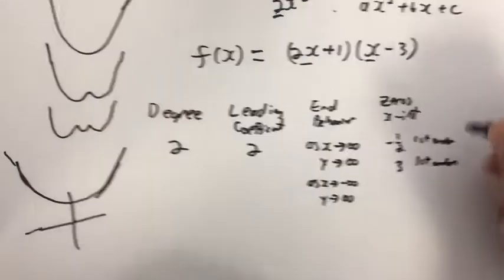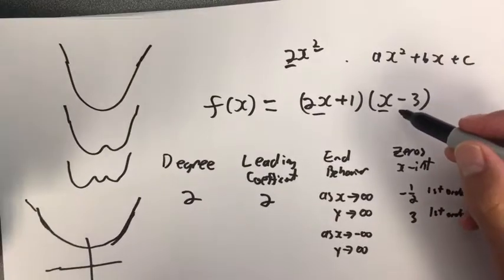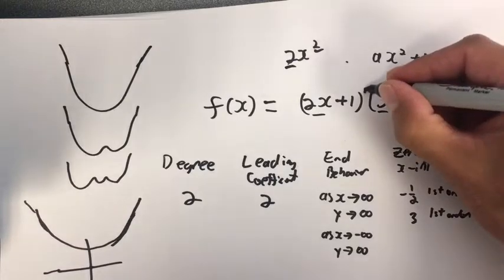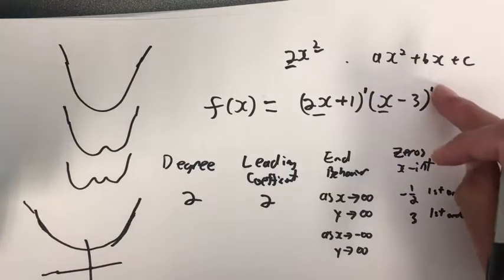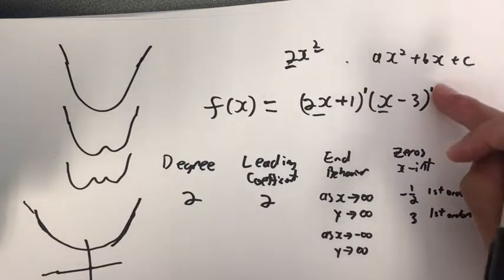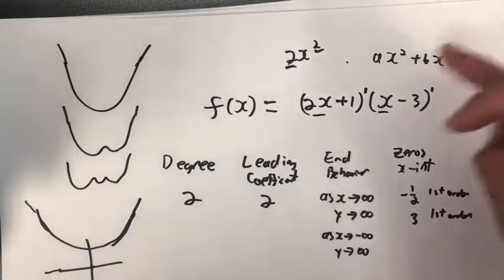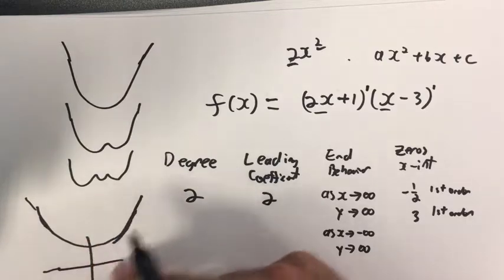What does that mean? This is a first order 0 because the exponent here is a 1. You don't write it in if it's a 1, but it's a 1. If that was a 2, it would be a second order 0, or a 3, it would be a third order 0. And those affect the way it goes through the axis or bounces off of it.